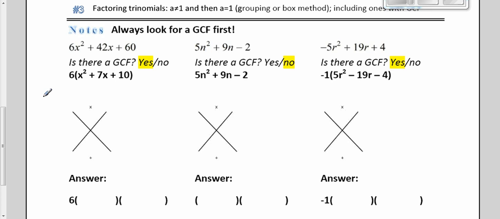The first thing you need to realize is we're always going to look to pull out the greatest common factor. So we're always going to use that GCF first if we can. Then we follow the system. If I give you this trinomial, 6x squared plus 42x plus 60, that's pretty tough to look at. But we can make it easier if there's a GCF, and there is, and that GCF is 6. If I divide each part of this trinomial by 6, I end up with this smaller trinomial, which is way simpler.